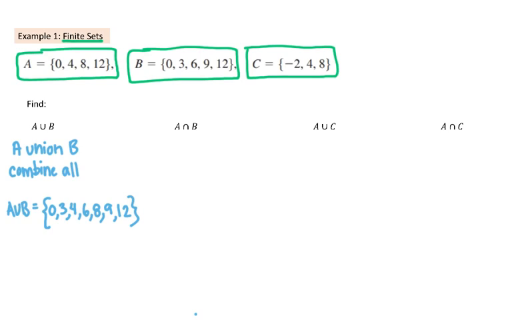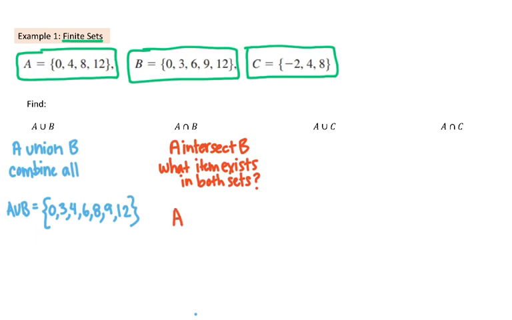Okay, let's look at the next question, A intersect B. So the question to get A intersect B is what is shared in both? Okay, so as we look at both sets A and B, I want to find items that exist in both sets. Well, I see a 0 in both sets, not 4, not 8, not 3, 6, 9, and I see 12 in both sets. So the intersection of sets A and B is just the set of numbers 0 and 12.